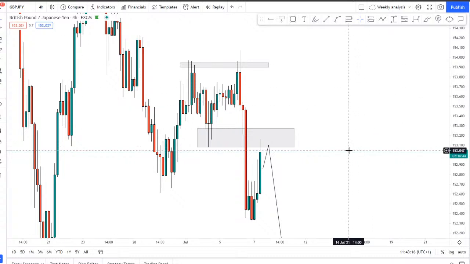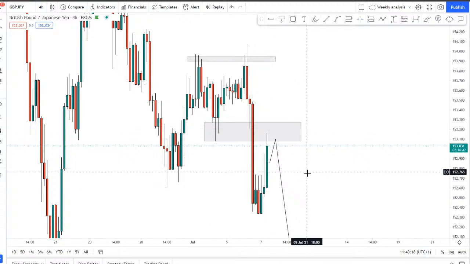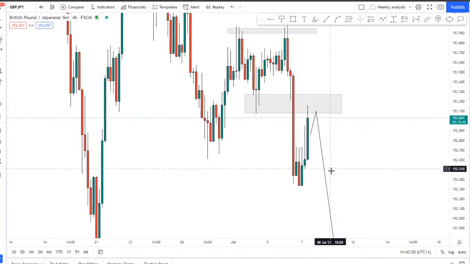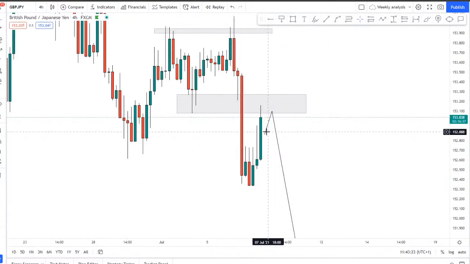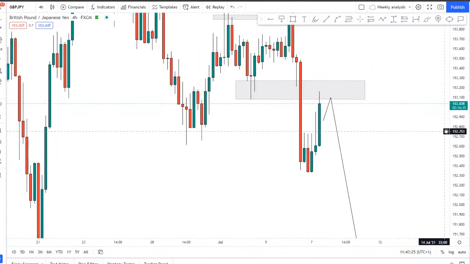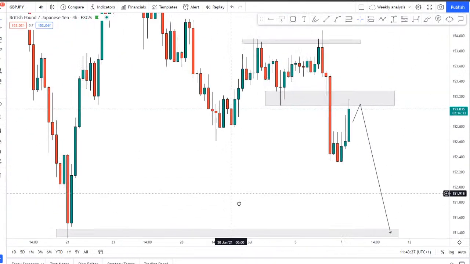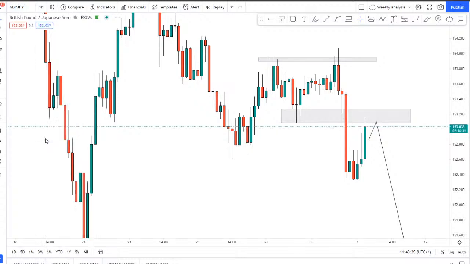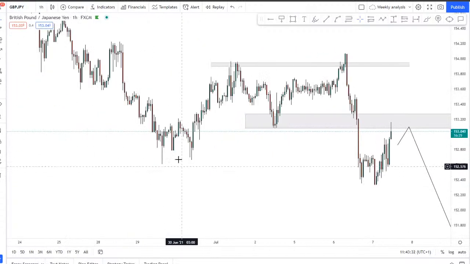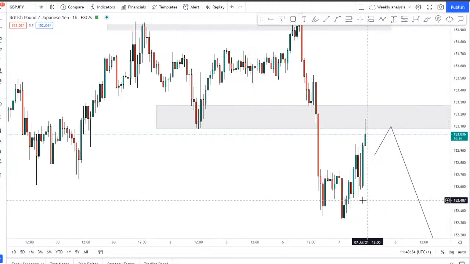We saw that conviction to the downside yesterday, so I'm treating this as a retracement. The momentum is definitely much with the bears, even though we do look quite strong here with bullish. But I do think we will flip bearish here and come back down to those lows. So yeah, pound JPY does look good for some shorts here.